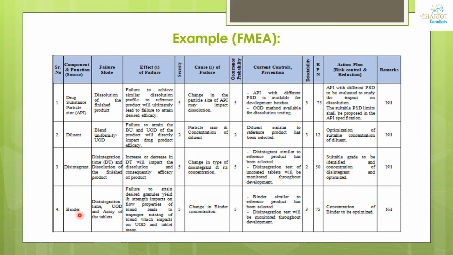Similarly for binders, we have kept the severity at 5, the occurrence at 5, and the detectability at 3, and the RPN number comes to 75. So the risk here is also medium. What is your action plan? You need to optimize the concentration of your binder. Is that table clear to all of you? What is FMEA? Failure mode effect analysis.